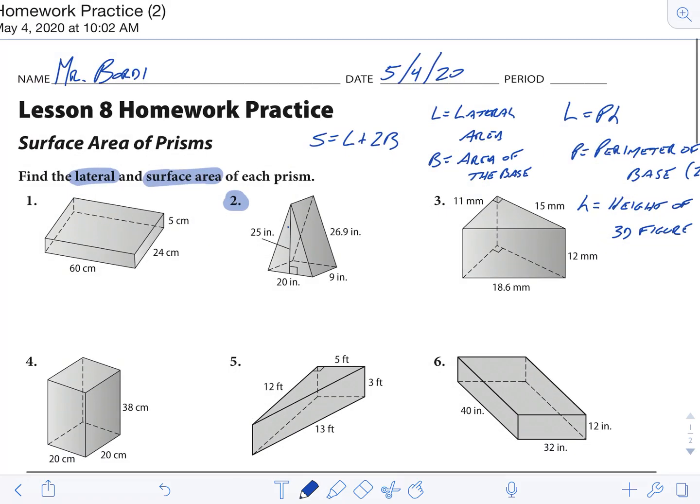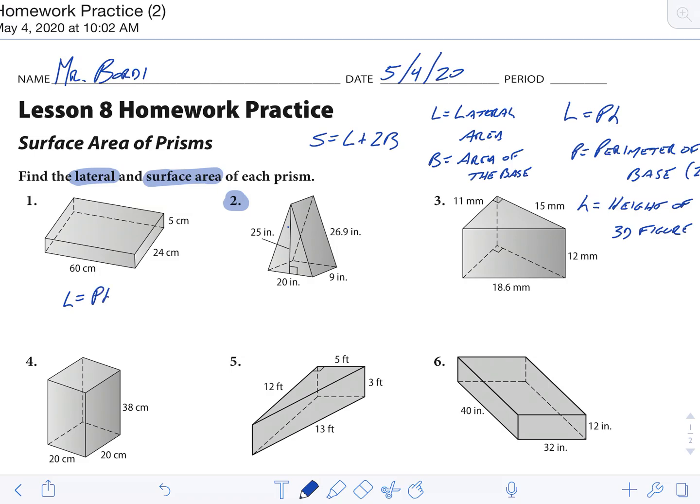So let's work through this problem. We need to find the lateral and surface area, so we're going to start with the L. L equals capital P times H. So L equals the perimeter here. I'm going to highlight my triangle. To figure out the perimeter, I would add up those 3 sides. The first side down here at the bottom is easy, that's 20 inches. I'm going to put 20 plus.